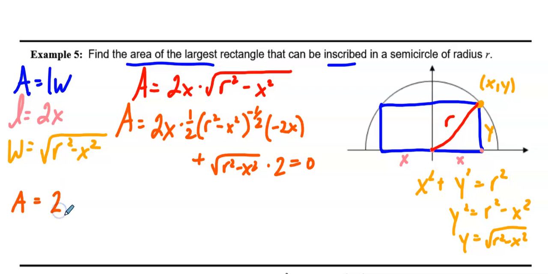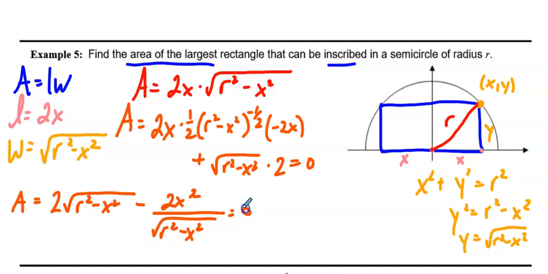We're going to get 2 times r squared minus 2x. So I went ahead and wrote this part first because this is a negative, so that's where this is written first, minus 2x squared all over the square root of r squared minus x squared. The only thing that got simplified here is that this 2 canceled with that 2. It doesn't really matter what it is.